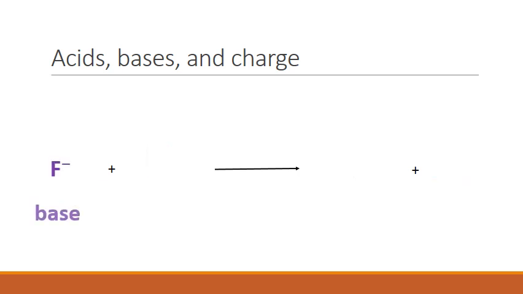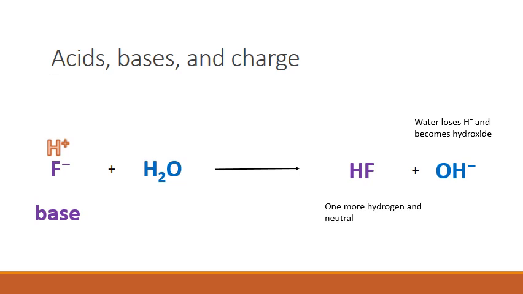Let's look at a base. For example, the F-, the fluoride ion. It will accept an H+ from water. The water becomes hydroxide, OH-, and our other product is hydrogen fluoride, or hydrofluoric acid if it's in water. It has one more hydrogen and it is neutral.